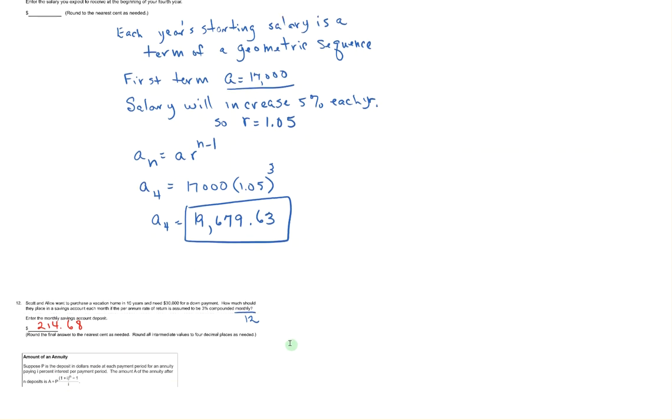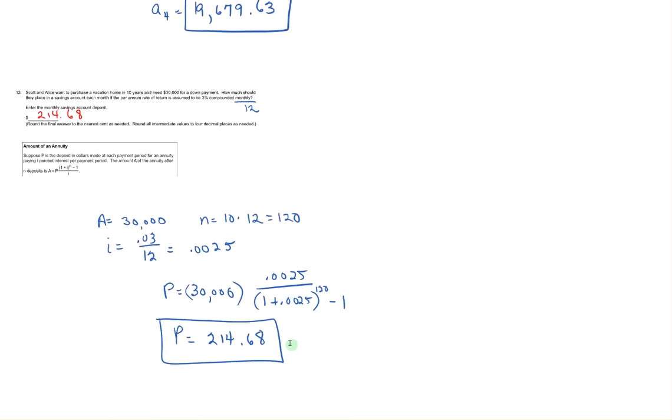All right, number 12. This is that annuity formula that I had on the front of the notes page, but I put it right here again. Scott and Alice want to purchase a vacation home in 10 years, and they need $30,000 for a down payment. How much should they put in savings each month if the rate of return per annum is assumed to be 3% compounded monthly?